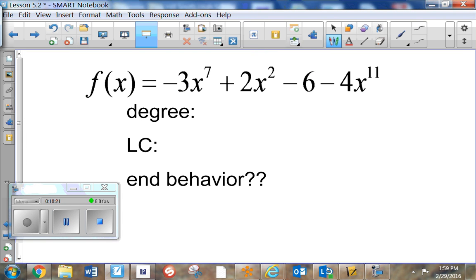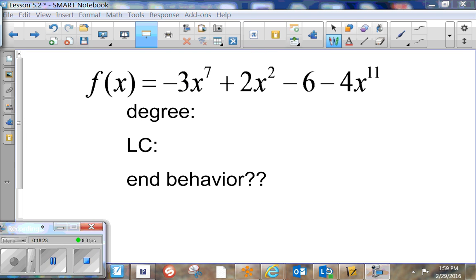All right, so let's see what we can do with these now that we know the patterns. We're not going to sketch yet. What is the degree of this problem? What do we need to do first? Rearrange it. Yeah, we have to put it in standard form first. Be careful. So this is negative 4x to the 11th. Don't forget to do that first, otherwise you'll get fooled like you just did.